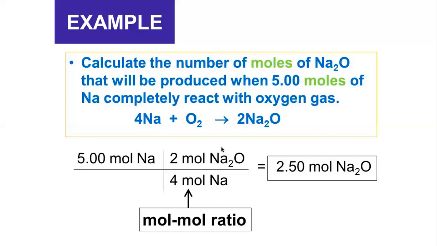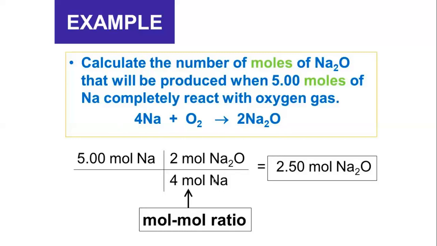So we know that we make 2 moles of sodium oxide. We're going to write 2 moles at the top. That comes from this equation. And we're going to look at the coefficient in front of sodium. So we have 4 moles of sodium. And this is our mole to mole ratio.